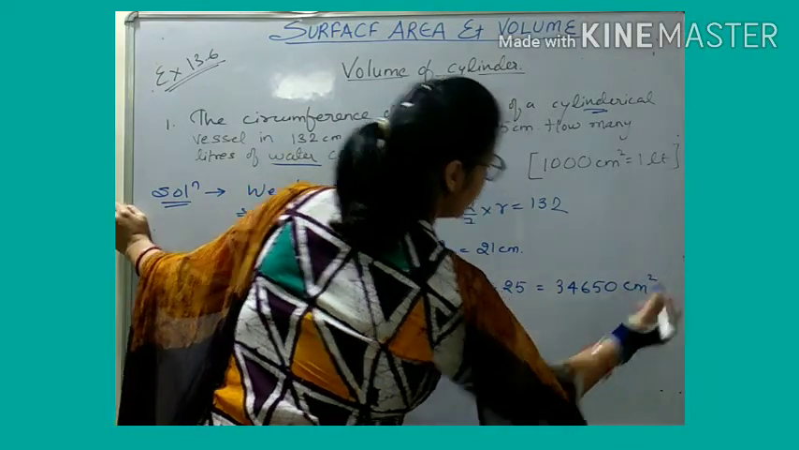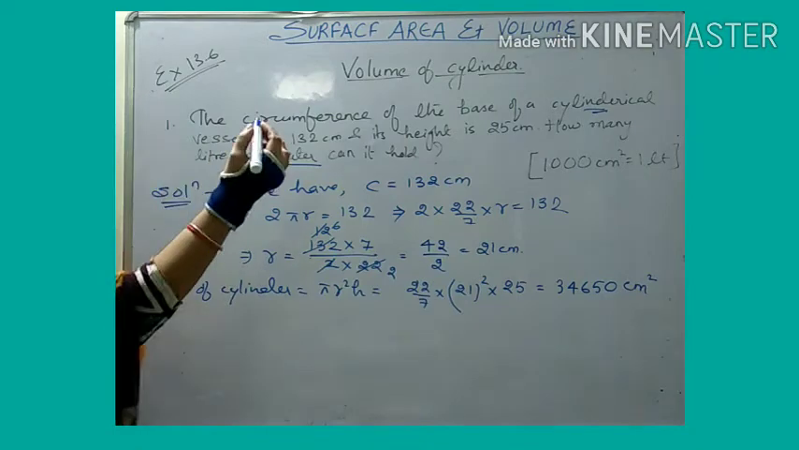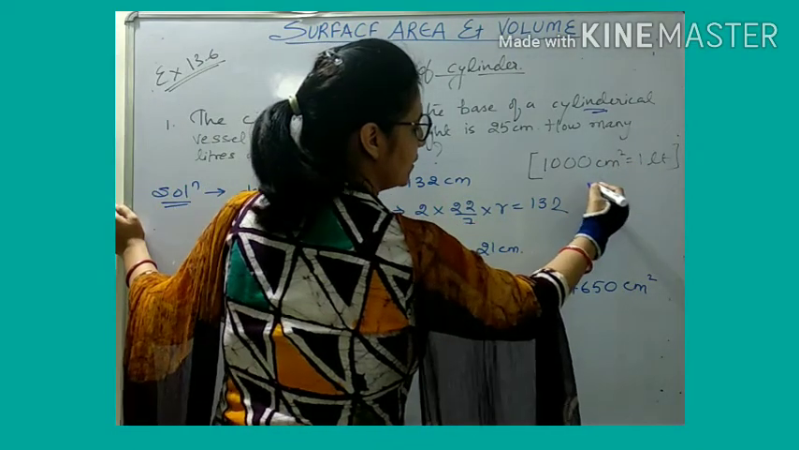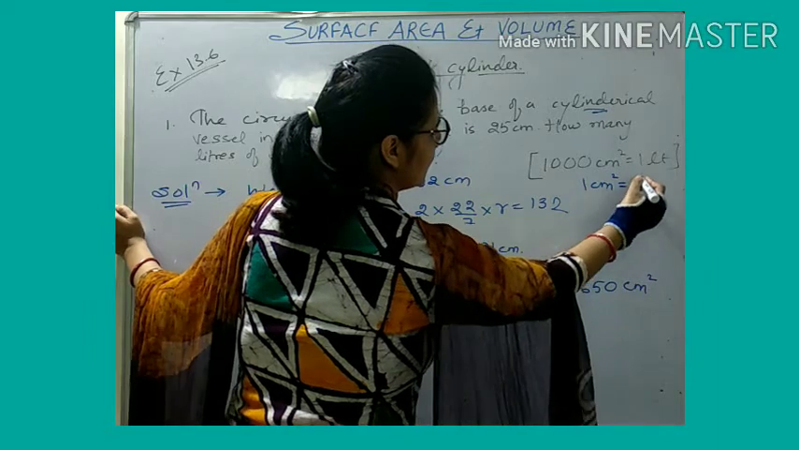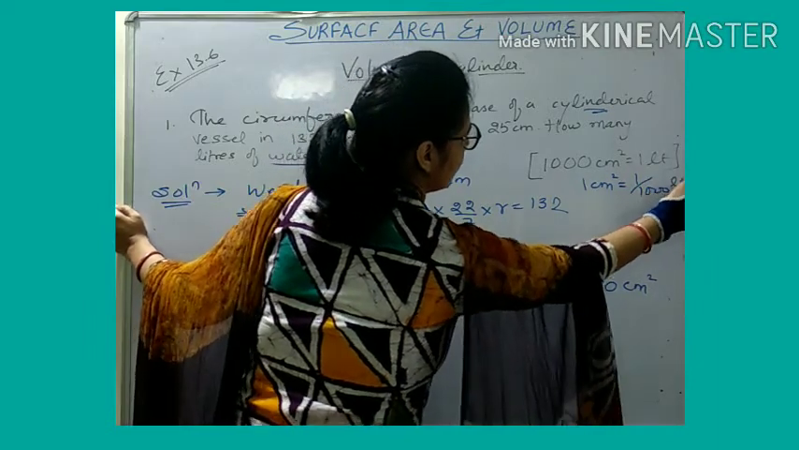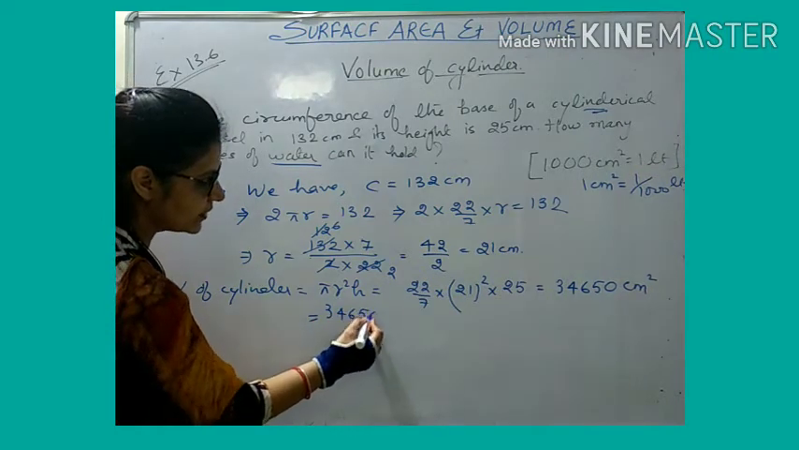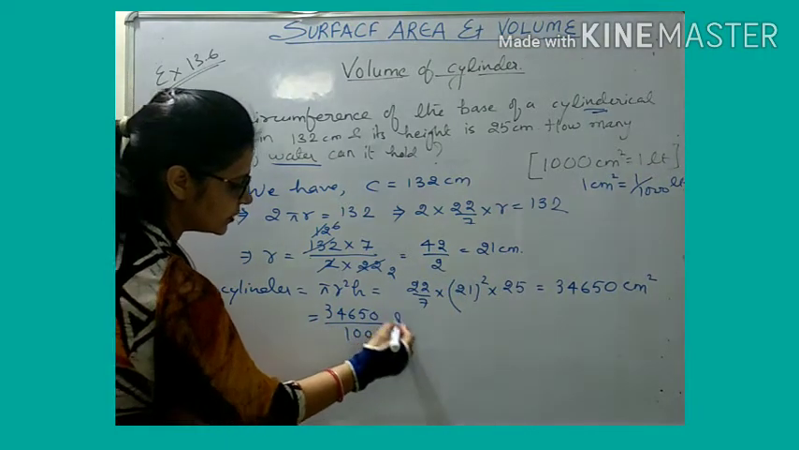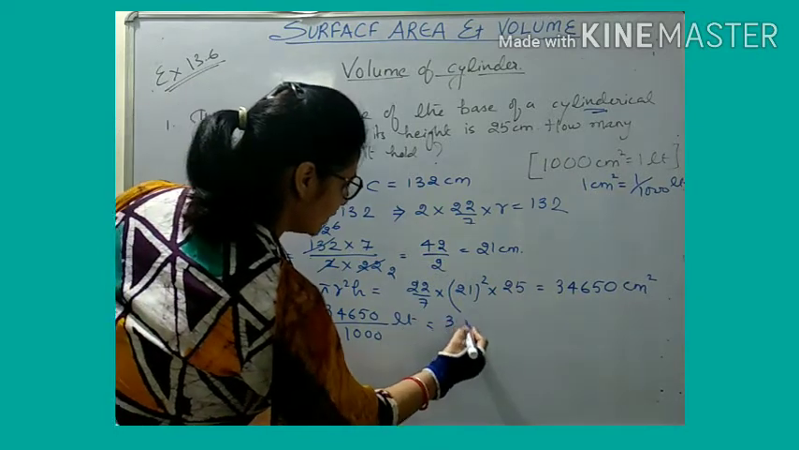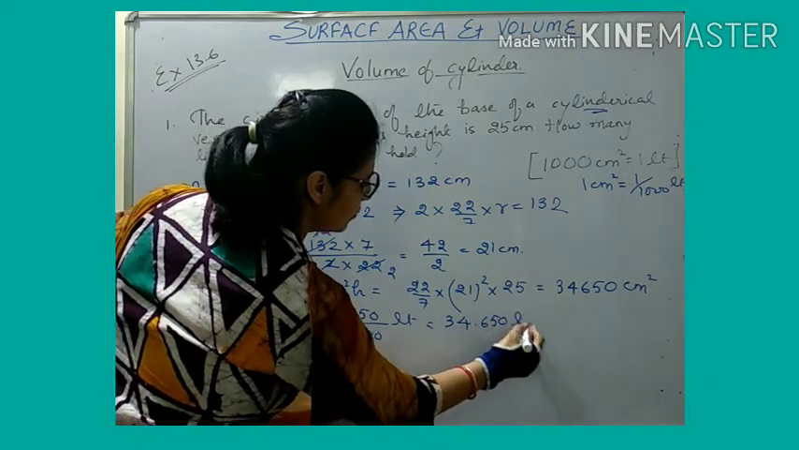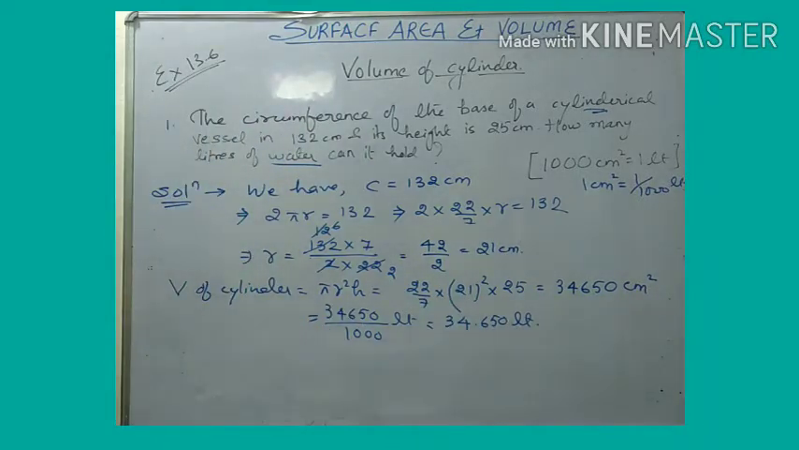34650 centimeter cube. Now 1 liter is equal to 1000 cubic centimeter. So 1 cubic centimeter will be 1 upon 1000 liter. So with this, what will we get? 34650 upon 1000 liter, which will be 34.650 liter. So the volume of the water, or the liters of water which the cylinder holds, is 34.65 liters.